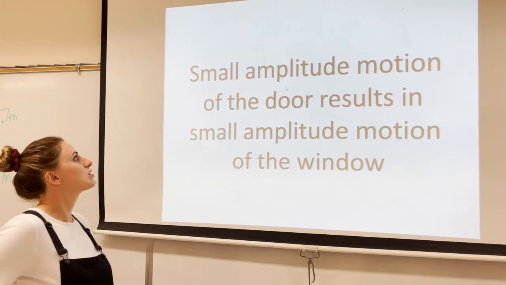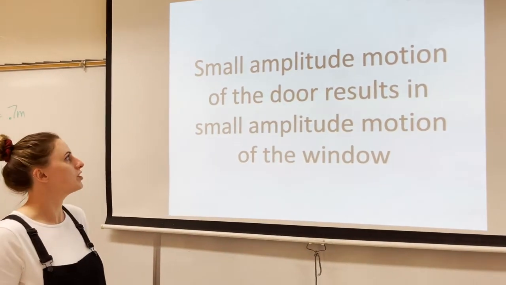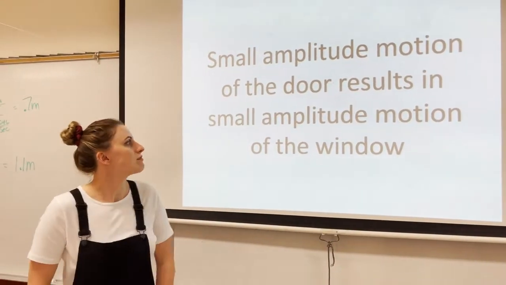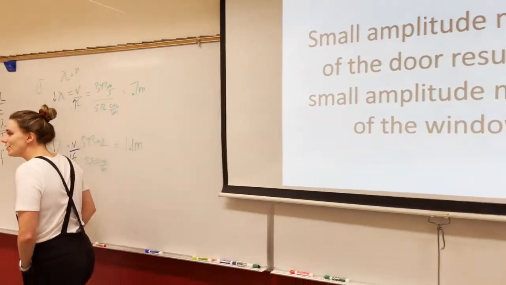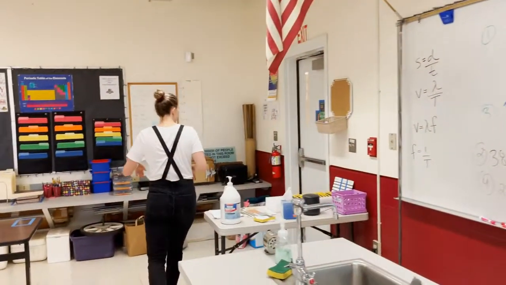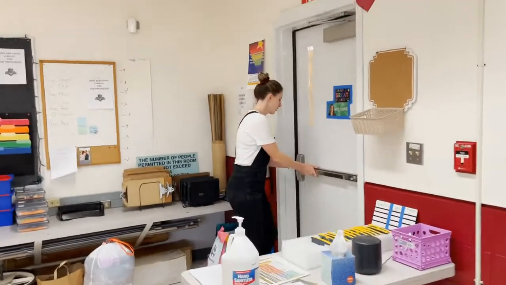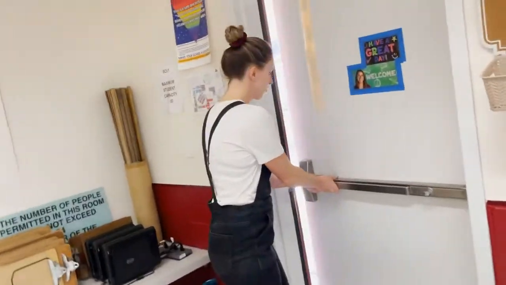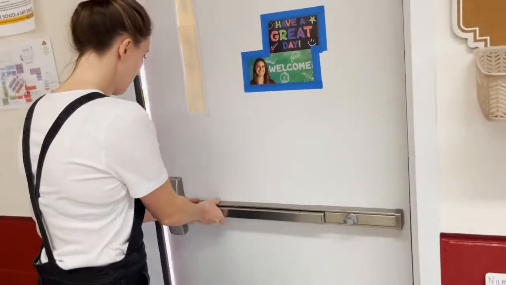All right. So small amplitude motion of the door results in small amplitude motion of the window. What does that look like? Okay, so I'm just gonna go ahead and do some little guys here. Here, put your hand on the outside of it. Oh, that'll work. Okay, so that's small amplitude.